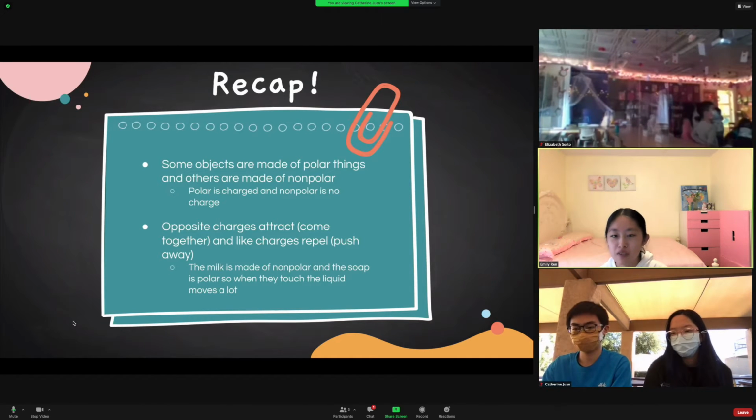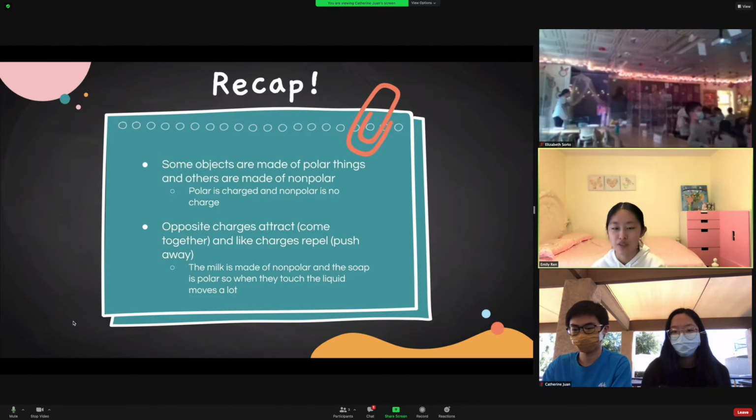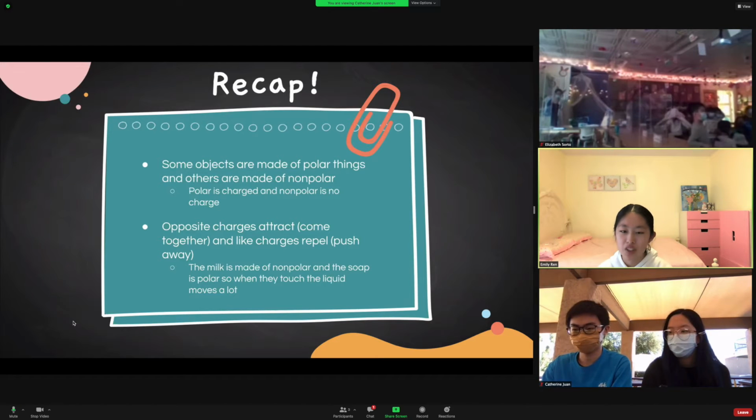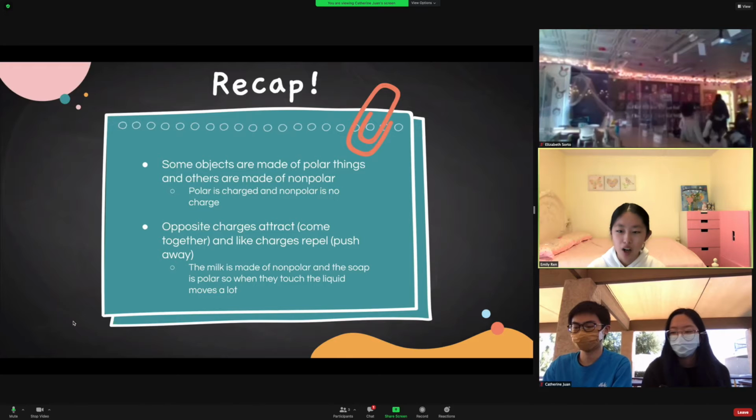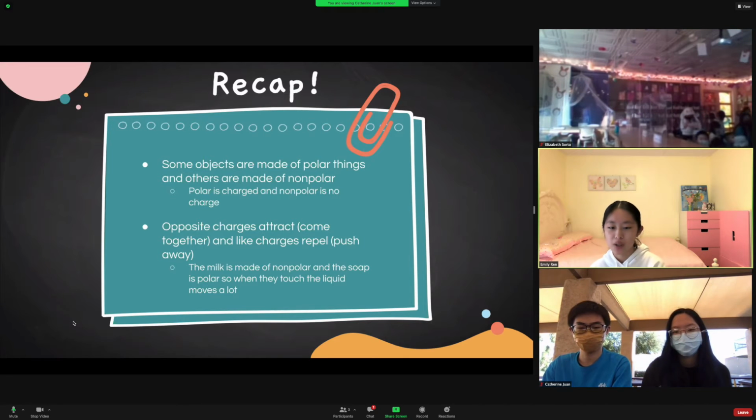So a recap of our experiment on polarity. Some objects are made of polar things and others are made out of nonpolar things. Polar means charged and nonpolar means it doesn't have a charge. And opposite charges attract. Attract means to come together, and like charges repel or push away. And the milk is made out of nonpolar molecules. The soap is polar, so when they touch the liquid, it moves a lot.